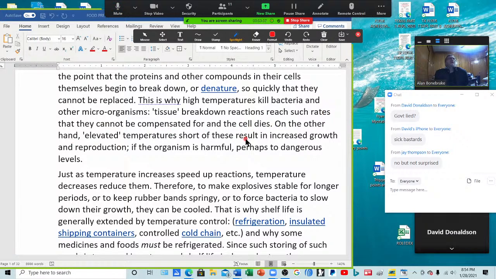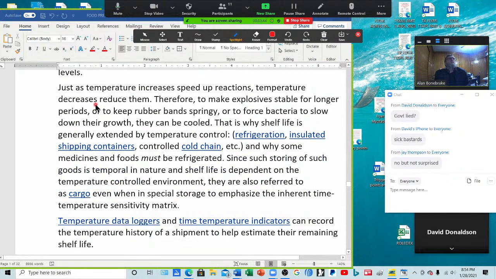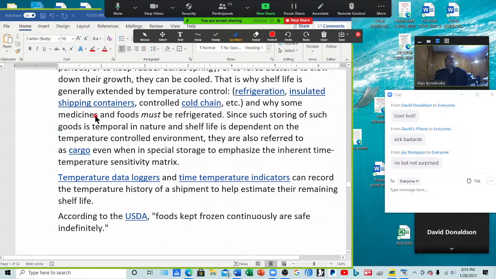On the other hand, elevated temperatures short of these result in increased growth and reproduction if the organism is harmful, perhaps to dangerous levels. Just as temperature increases speed up reactions, temperature decreases reduce them. Therefore, to make explosives stable for long periods, to keep rubber bands springy, or to force bacteria to slow down their growth, they can be cooled. This is why shelf life is generally extended by temperature control: refrigeration, insulated shipping containers, controlled cold chain, etc. It is why some medicines and foods must be refrigerated.